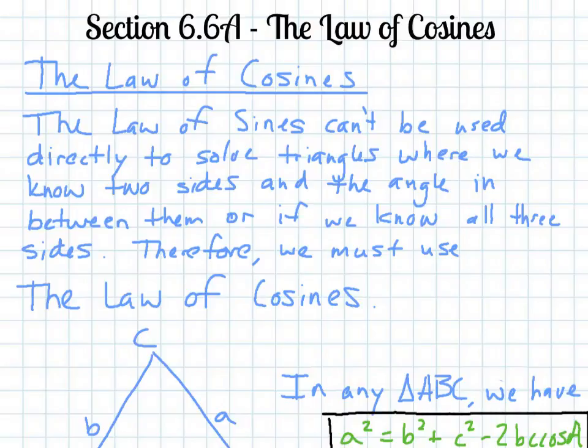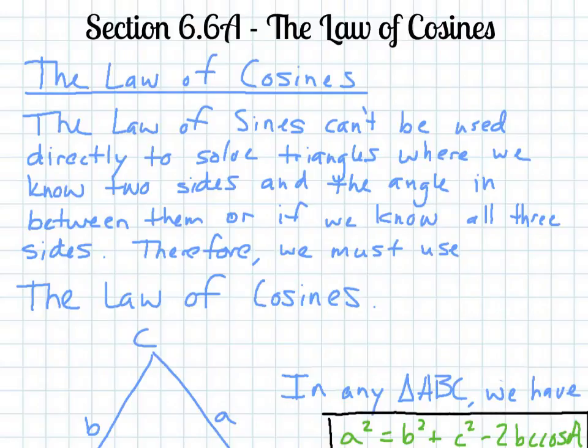Today's lesson, section 6.6a, the law of cosines. The reason why we have the law of cosines is that the law of sines can't be used directly to solve triangles where we know two sides and the angle in between them, or if we know all three sides.